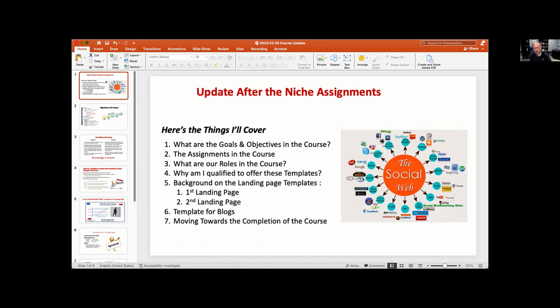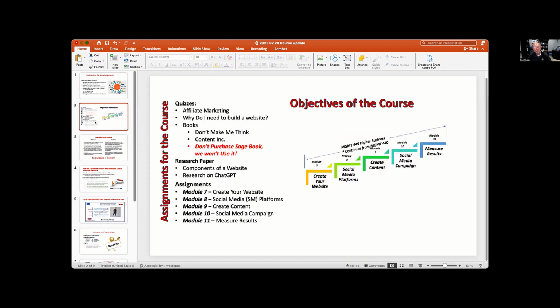We'll talk about why I'm qualified to offer these templates, because one of the real problems we seem to be having is the templates. Now we'll look at the background on the landing page templates for the first landing page and the second landing page, and I'll give you my comments on each one about the things that I received from the students. Then we'll talk about the template for the blogs, and finally moving towards the completion of the course. So let's go over each one of these one at a time.